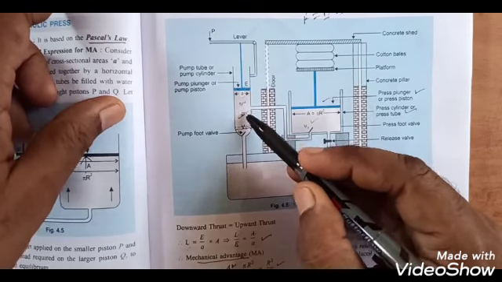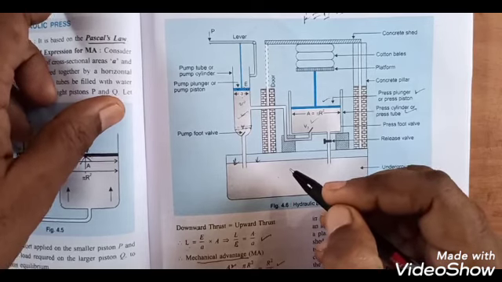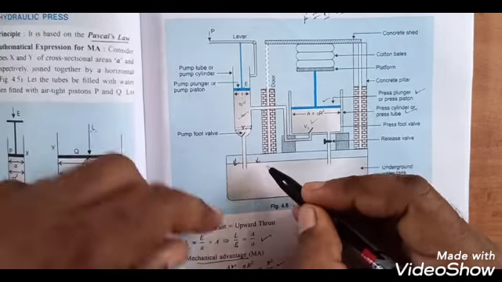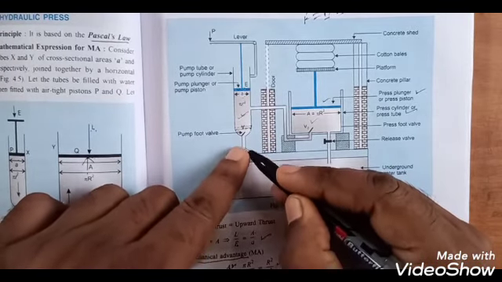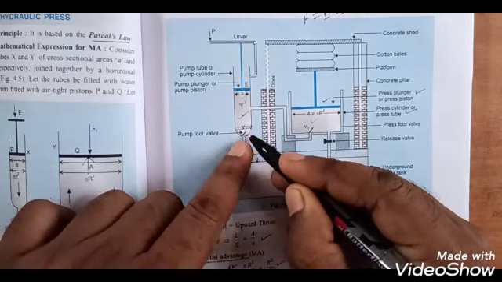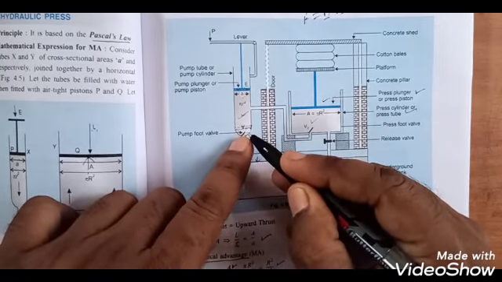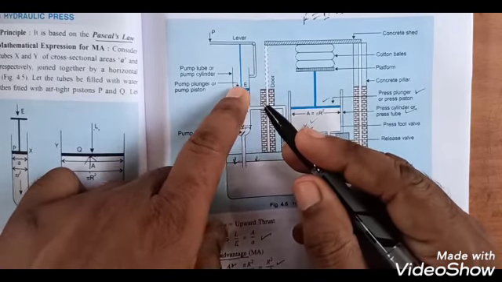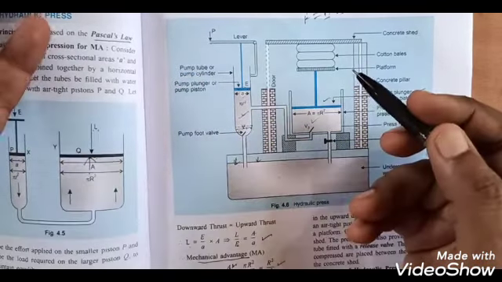When the pressure here is low, what is the pressure acting on the underground water tank? Atmospheric pressure. So liquid will always move from high pressure to low pressure. So water will come up. When the water comes up, it will open the valve V1. The valve V1 will be opened and water goes inside it. Do you understand? This pump cylinder will be filled with water.